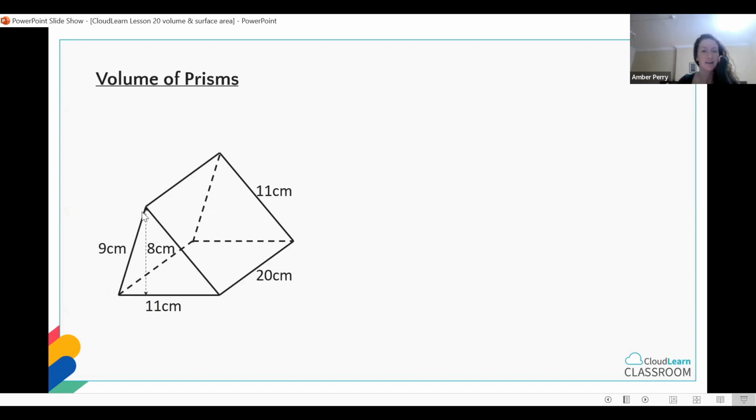So to find the area of the cross section here, we're going to have to remember how to find the area of a triangle. And the area of a triangle is going to be base times height divided by 2. You should remember that formula, base times height divided by 2, the area of a triangle, okay?